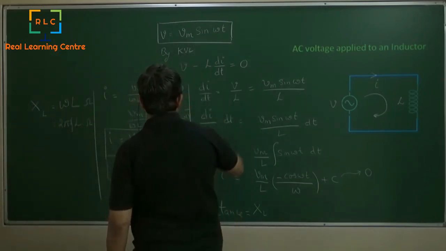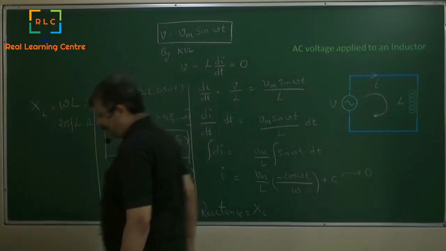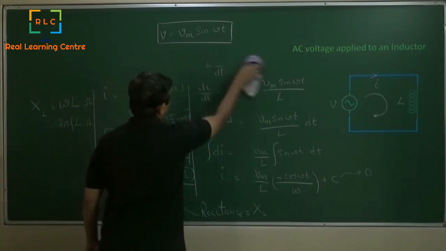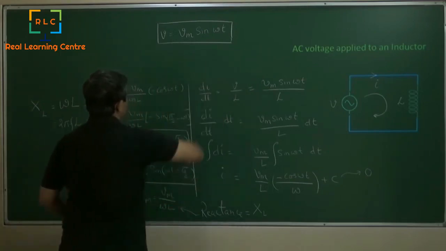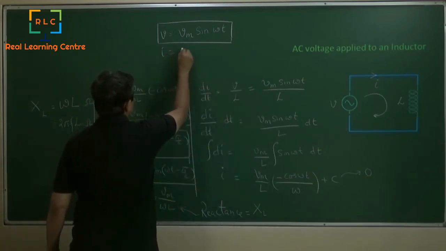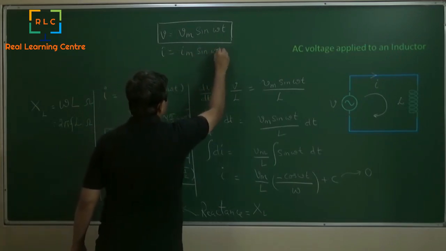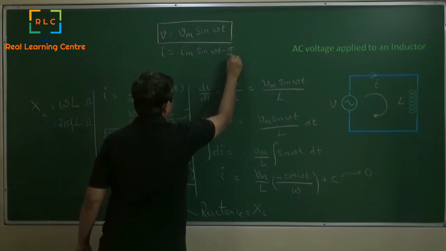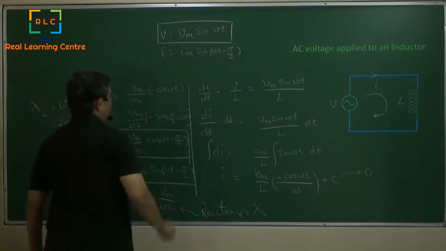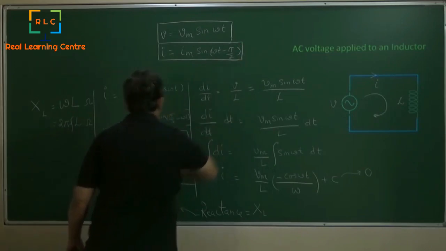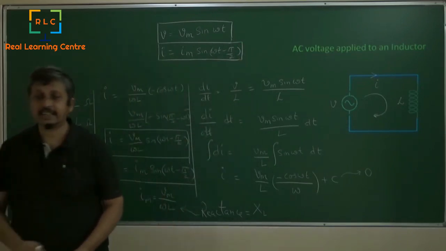And I is equal to, we will write it here clearly. I will erase the remaining. So I is equal to Im sin (omega t minus pi by 2). So till now we were not giving much importance to this minus pi by 2. Okay. So we are going to attack that part now.